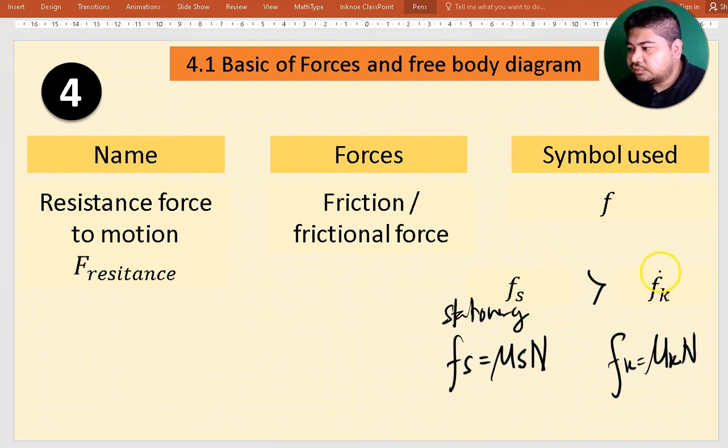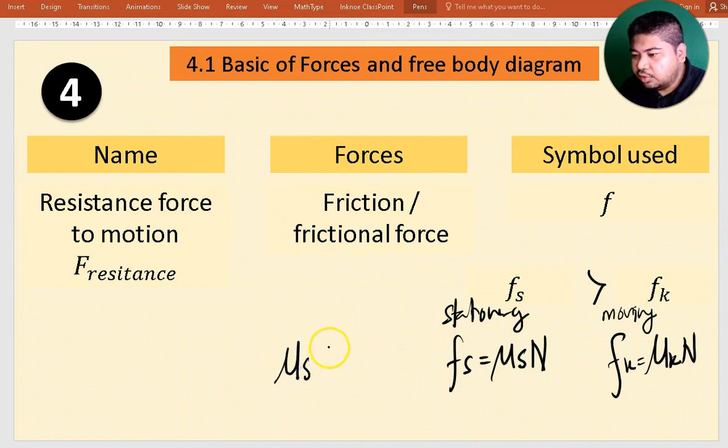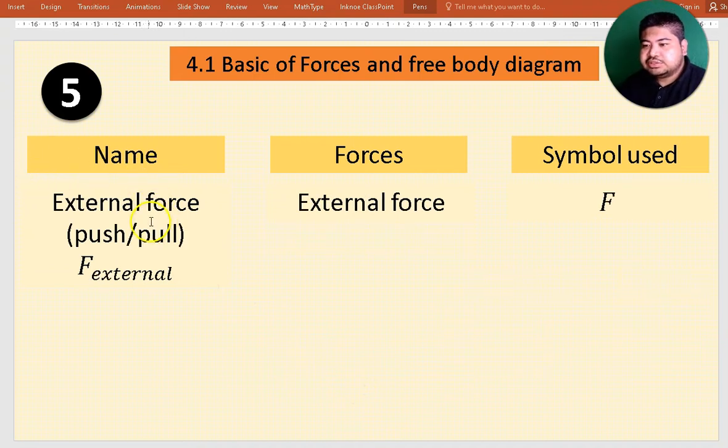Because Fs is always bigger than Fk, Fk is the friction for a moving object, which means that the object is already moving. So the friction changes from static to kinetic friction, and the value of static friction is much bigger than the kinetic friction. This means that mu s is always bigger than mu k. Finally we have the fifth one, which is the external force. It is any force that is applied to the object, and the symbol used is just F.